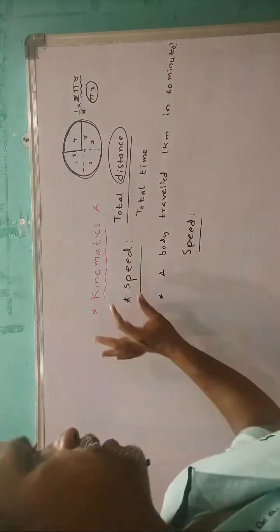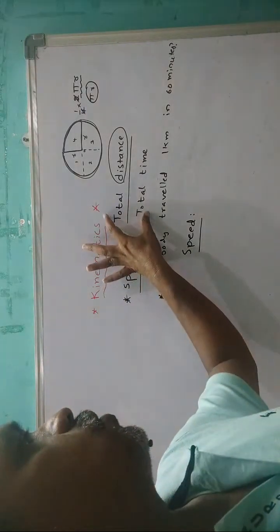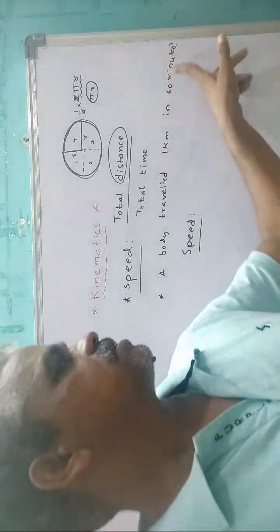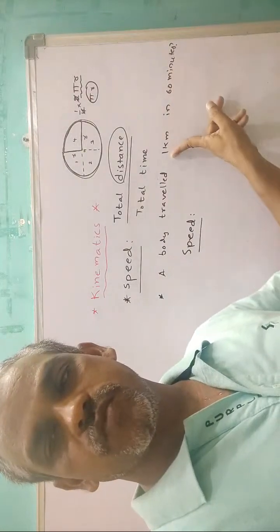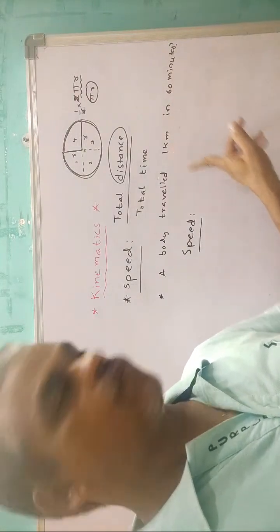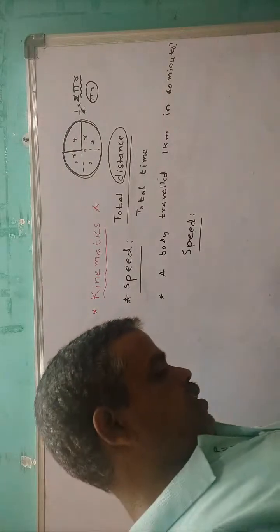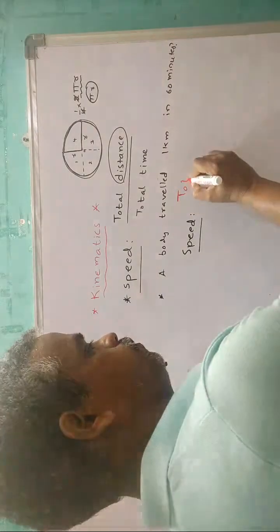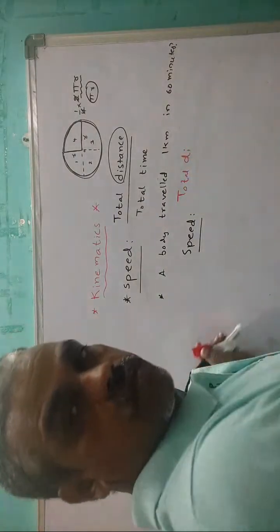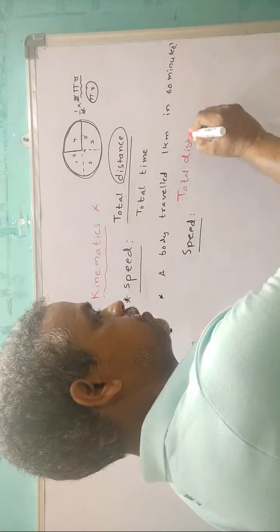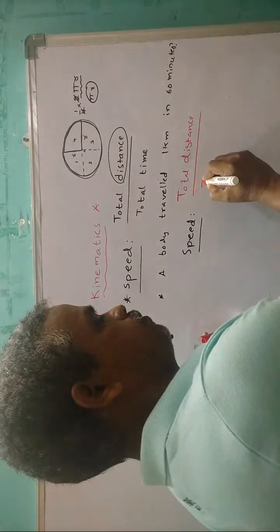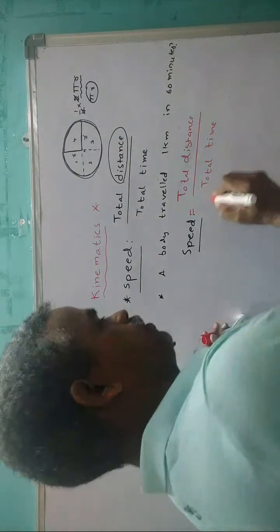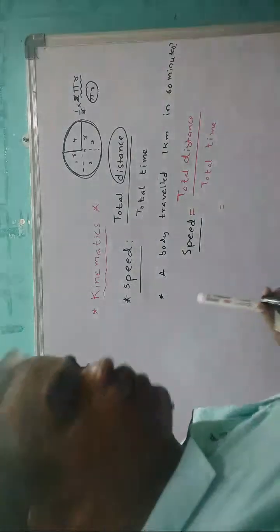Simple. I am explaining that speed is nothing but total distance by total time. The question is a body travels 1 kilometer in 60 minutes. So what is the speed of this body? Speed is equal to total distance by total time.